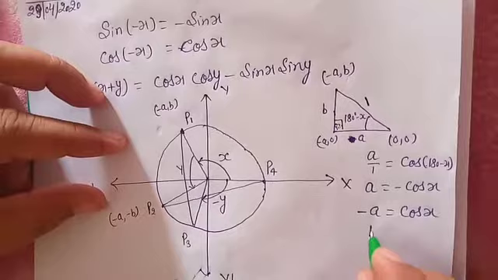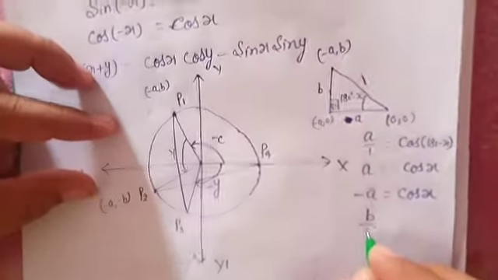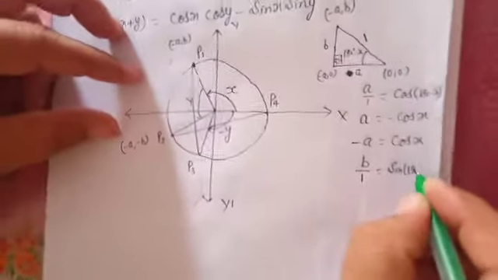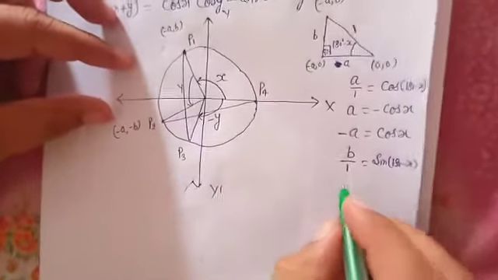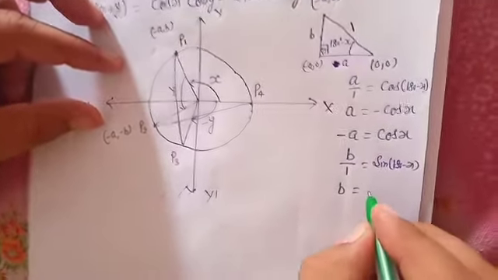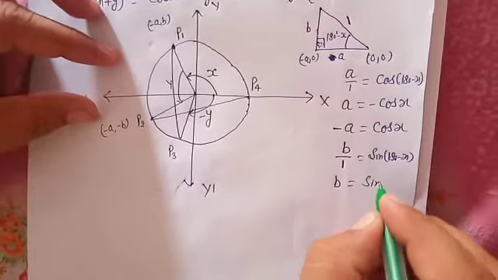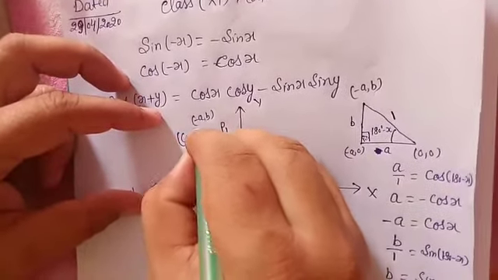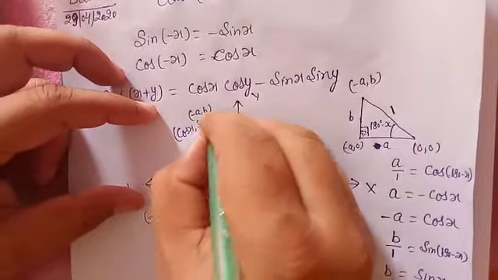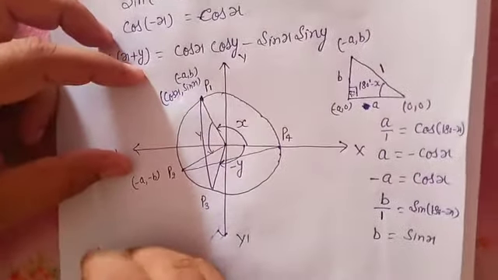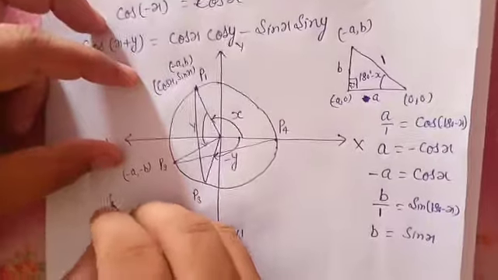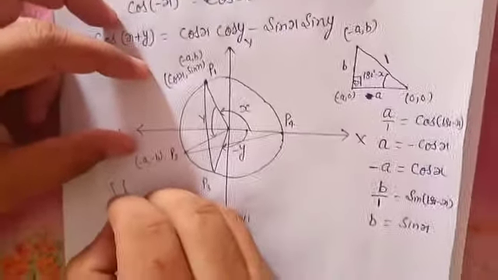Similarly, b by 1 is equal to sine of 180 degree minus x. So b is equal to what? Sine of x. So its coordinate I am saying is cos of x, sine of x. Similarly, you can find out the coordinate of this point. If anywhere problem, discuss with me.